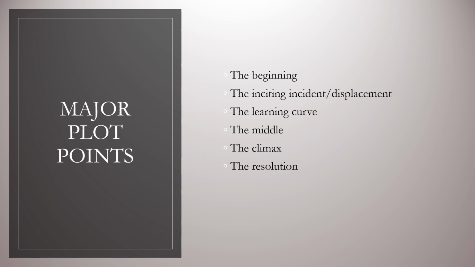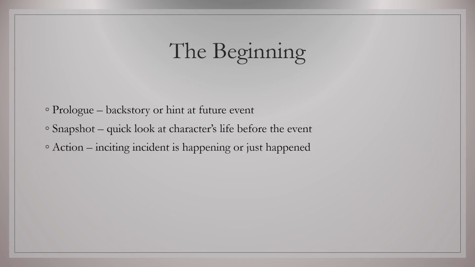Now, there are many ways to start a novel, but all need to hook the reader and make them connect with the character. A prologue gives the reader some backstory or insight into what has happened to get to the point of the story, or it may hint at something which affects the main character later. A snapshot is used to show briefly the main character's life before the event. And we can also drop the reader right into the action, as these three are the most common beginnings.